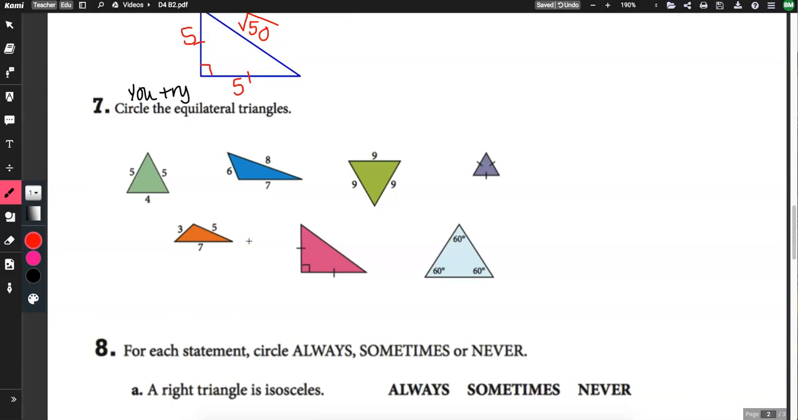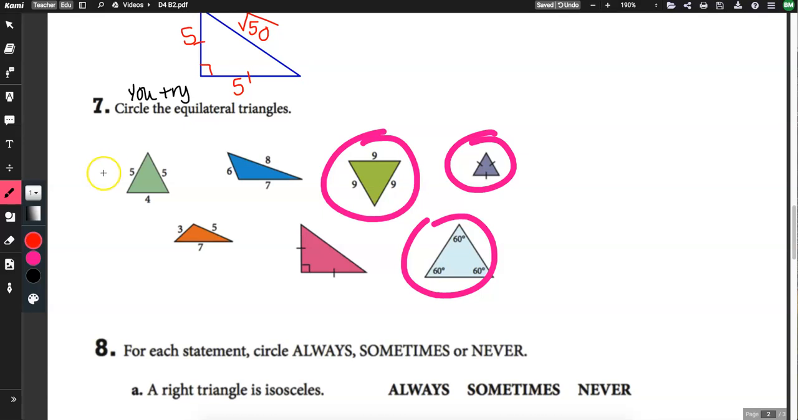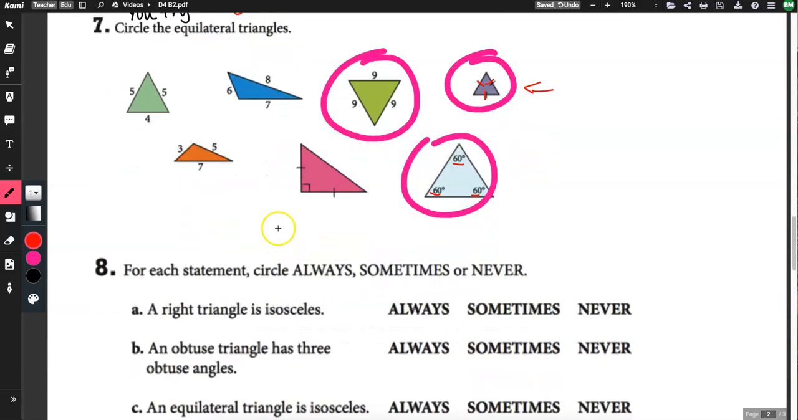Okay, circle all the equilateral triangles. Try that one on your own. All right, here are my 3 circled triangles. This one's easy, 999. These two down here, this one is using our symbols, equal, and then equiangular is always also equilateral. Okay, so those 3 are equilateral triangles.